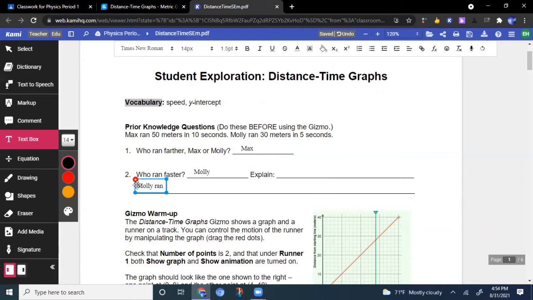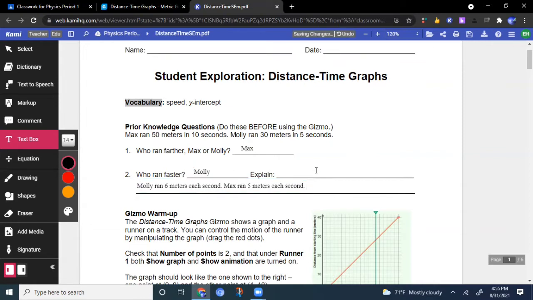Molly ran 6 meters each second, while Max ran only 5 meters each second. So clearly Molly ran faster.